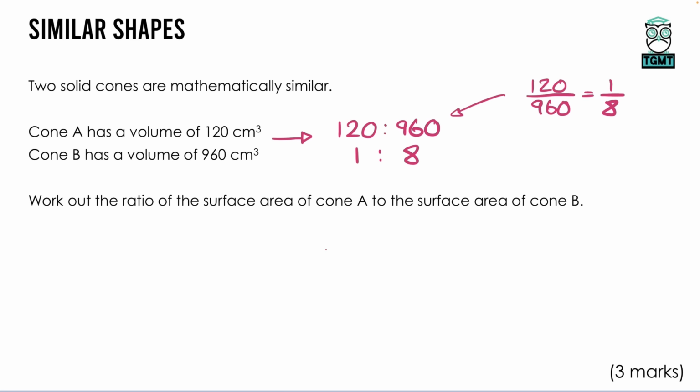Now that's one way of doing it, and obviously this is still a volume ratio, but the other way, to find the scale factor, you do the larger shape, 960, divided by 120, and that gives us 8.